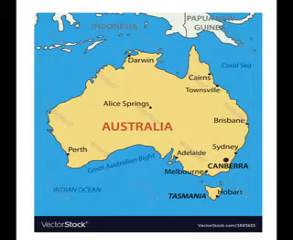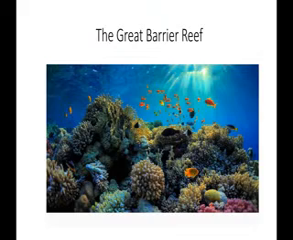Oceania is the name given to the group of islands spread out in the South Pacific and Indian Ocean. Together with Australia, some of the islands are New Zealand, New Guinea, Fiji, and Tonga. These are some important islands.